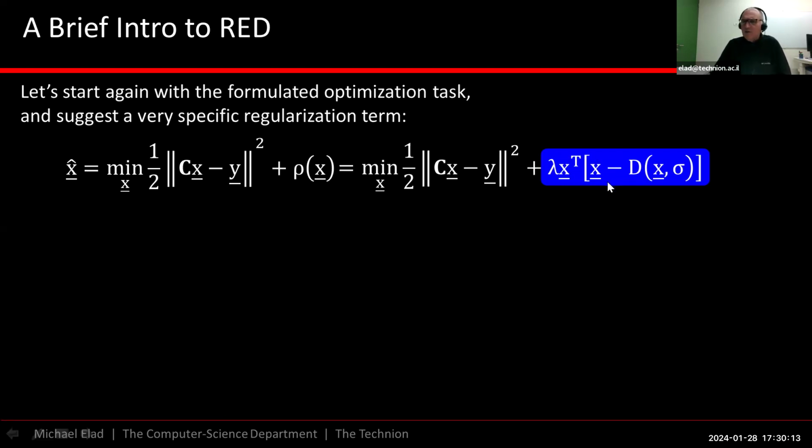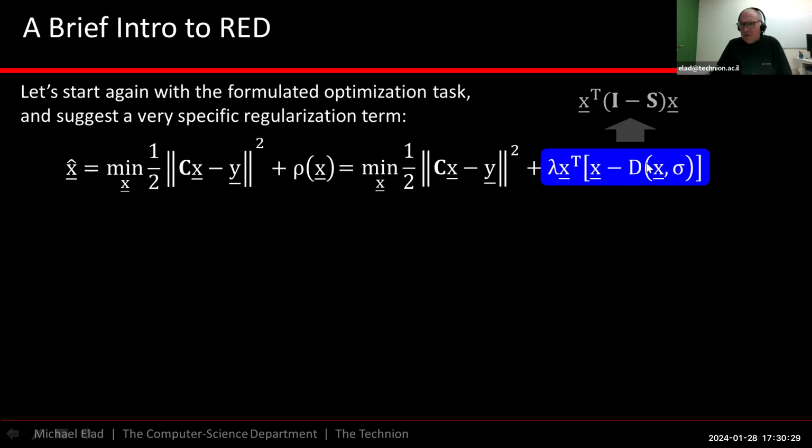It basically says the following. You know, when you denoise an image, you are essentially smoothing it. You're smoothing it in all sorts of directions in order to remove the noise. So think about D operating on x as S times x, where S is the smoothing operator.